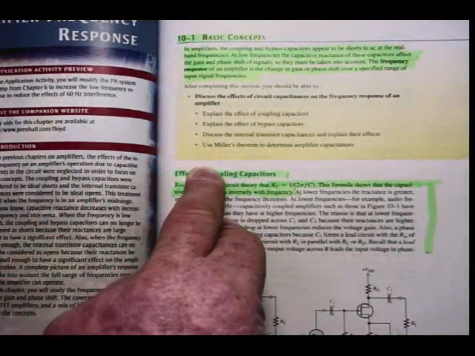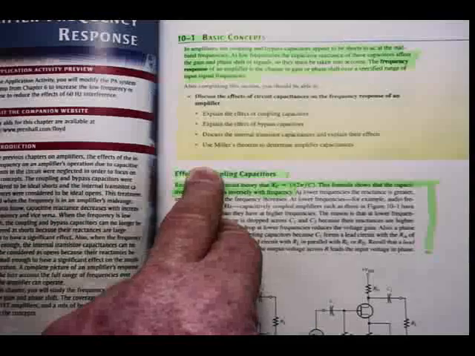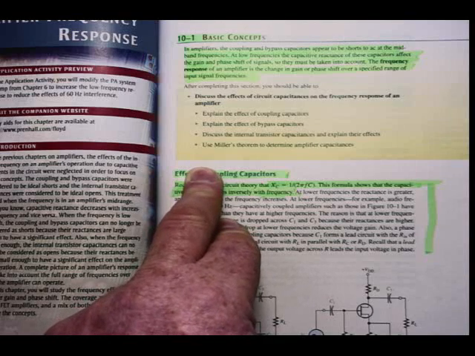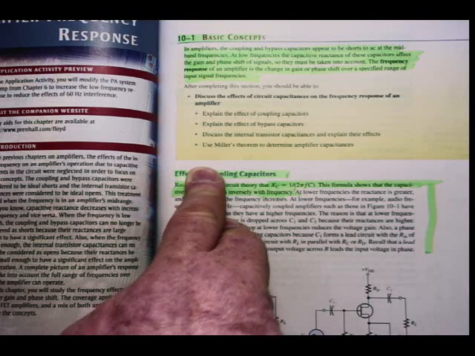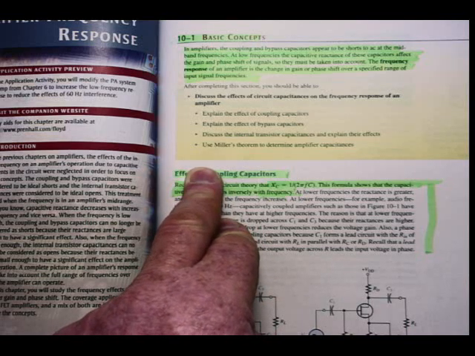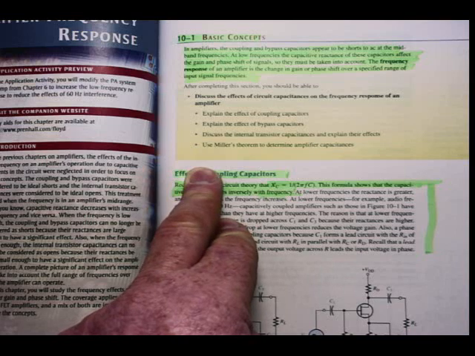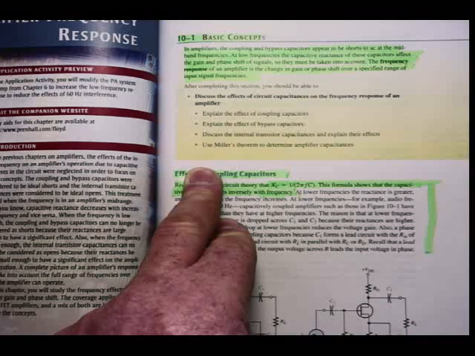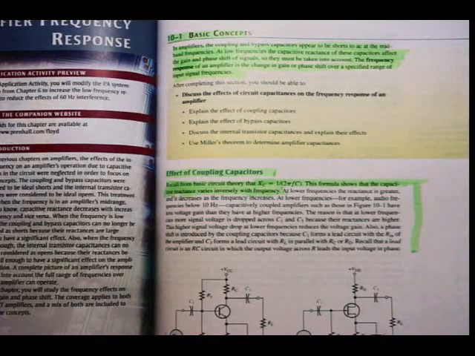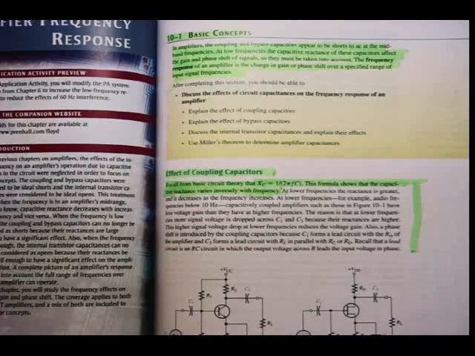In amplifiers, the coupling and bypass capacitors appear to be shorts to an AC signal at mid-band frequencies. At low frequencies, the capacitive reactance of these capacitors affects the gain and phase shift of signals, so it must be taken into account. The frequency response of an amplifier is the change in gain or phase shift over a specified range of input signal frequencies. You must have seen up to this stage that an audio amplifier normally operates from 20 Hertz to 20,000 Hertz, 20 kilohertz. So that's the range that it can operate over.